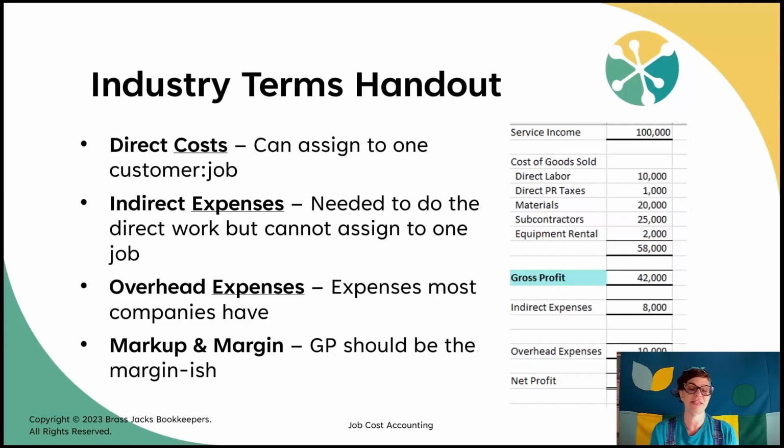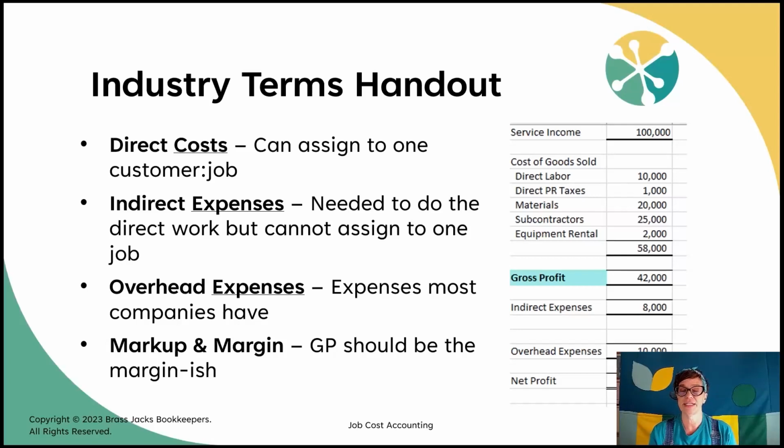This is all the stuff that's needed to do projects for clients, but we can't assign it just to one client. If you think about a painter, there's the tarps they lay down, the cleaning supplies, trash bags, paper towels, all that kind of stuff. You can't necessarily assign that to one customer. And so that goes into your indirect expense group.